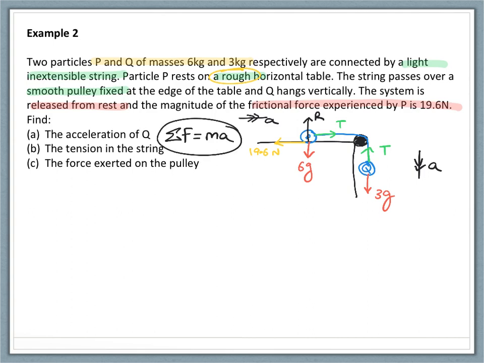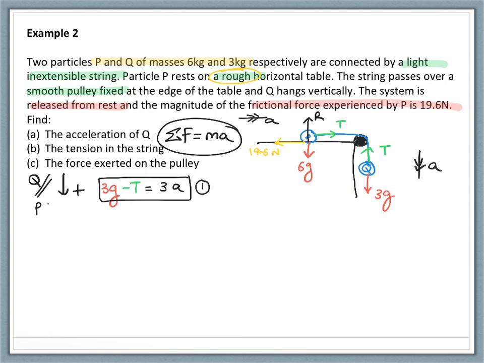We're going to split the motion up and look at the forces acting on Q and look at the forces acting on P. I'm going to start with Q. I'm going to choose down as the positive direction because that's the direction in which it's moving. Let's look at the resultant force. 3g downwards, T upwards, that's the resultant force, one positive and one negative. That equals the mass of Q, which is 3, multiplied by its acceleration A, and there we have an equation.